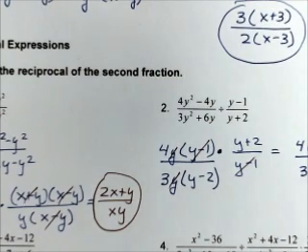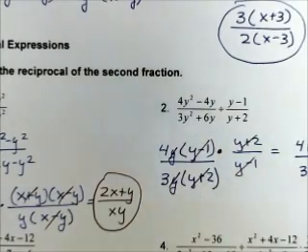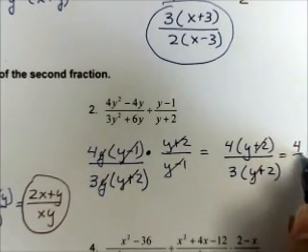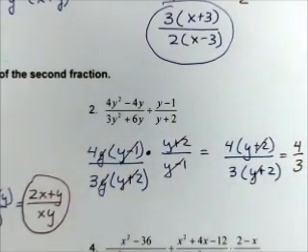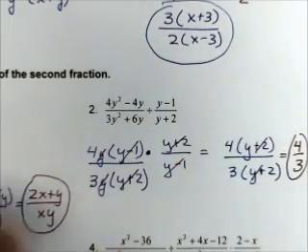Okay, hopefully you corrected me. No, Miss Montalbano, this isn't y minus 2, it's y plus 2. All right. So they divide out. Let me correct this. There we go. That's better. 4/3. Now that is correct.